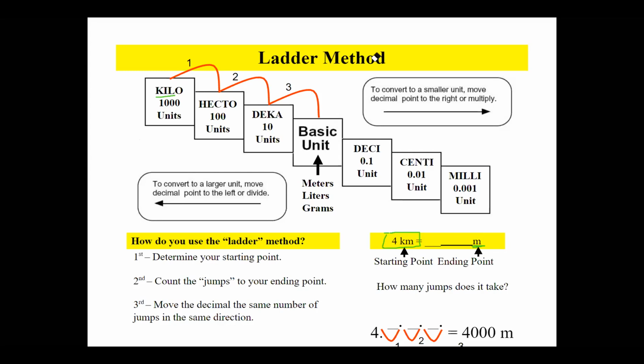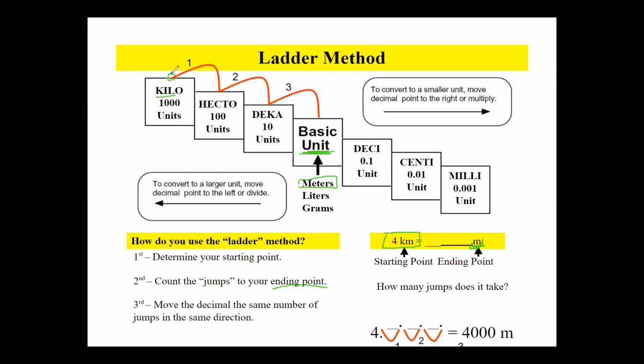All right, kilometers. So we know our starting point is kilometers and our ending point is meters. And so that is our basic unit, our basic metric unit for length is meters. So we're going to start at kilometers and go to meters. And as we go from kilometers to meters, we're going to jump or step down each level of the ladder. So that's what these red lines here represent.